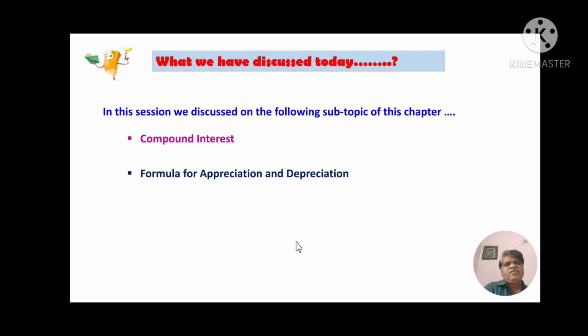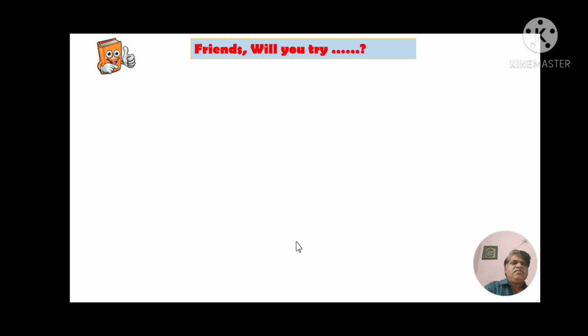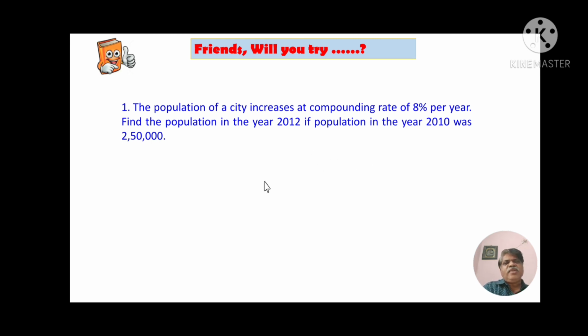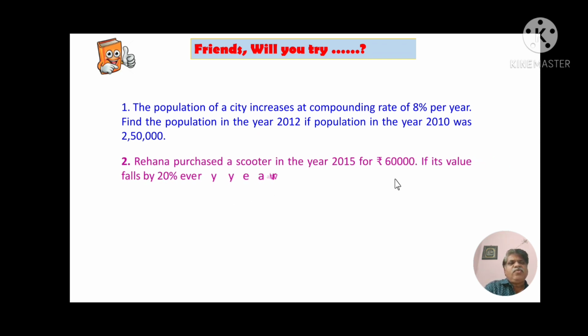formula for the appreciation and depreciation, problems from the practice set 14.2. Friends, you have to try these problems. That is, the population of a city increases at a compounding rate of 8% per year. Find the population in the year 2012, if the population in the year 2010 was 2,50,000. Rehana purchased a scooter in the year 2015 for 60,000. If its value falls by 20% every year, what will be the price of the scooter after 2 years?